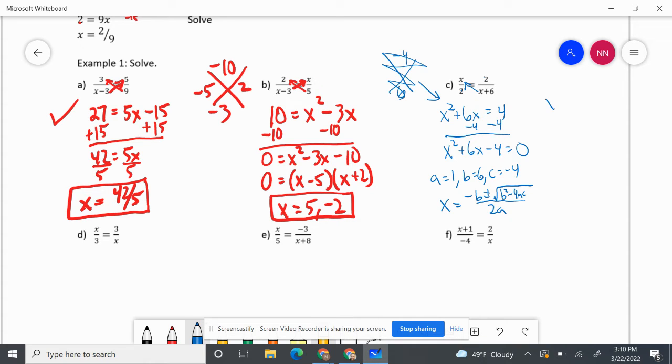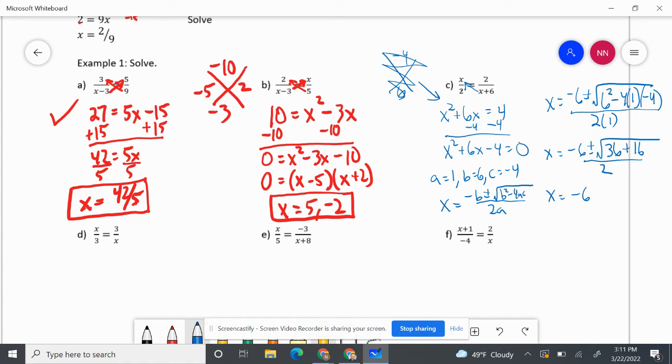So what we have is x equals negative 6 plus or minus the square root. Then we have 6 squared minus 4 times 1 times negative 4. And we divide the whole thing by 2 times 1. So we have negative 6 plus or minus the square root. That would be 36. Negative times a negative is a positive, so plus 16 over 2. That would give us negative 6 plus or minus 36 plus 16 is 52.